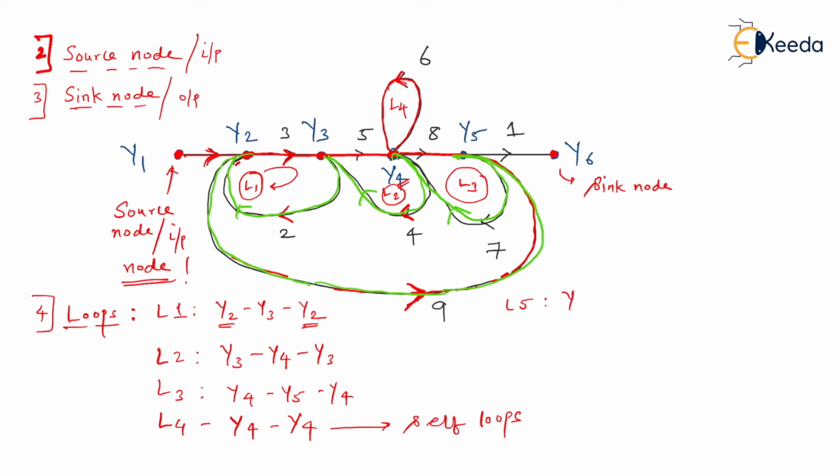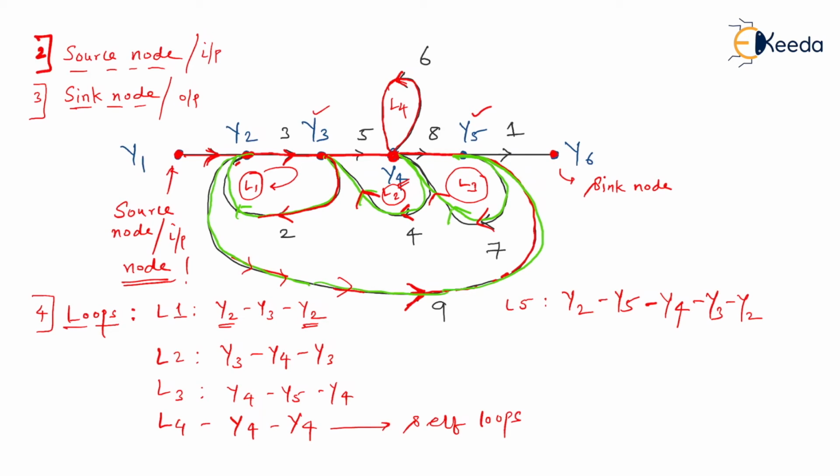So it is going from y2, then from y2 it is going to y5. From y5 it is coming back to y4. Then from y4 it is coming to y3. And as you can see, there is a provision from y3 to come back to y2. So as you can see, there are a total of 5 loops.